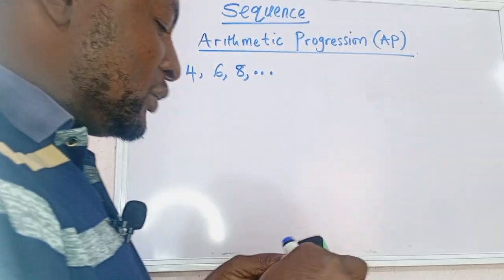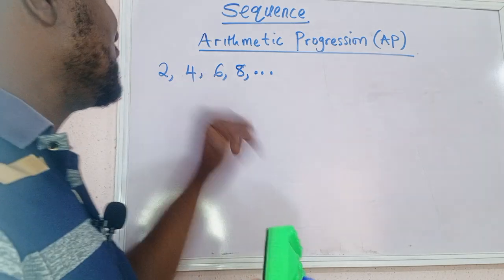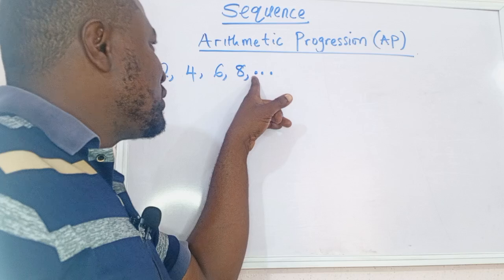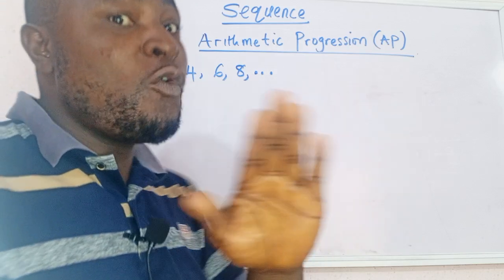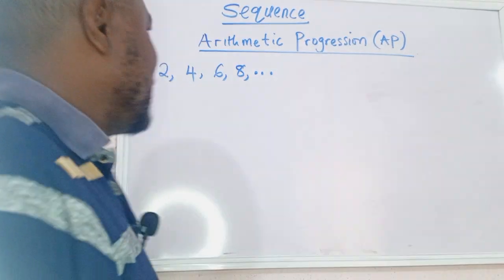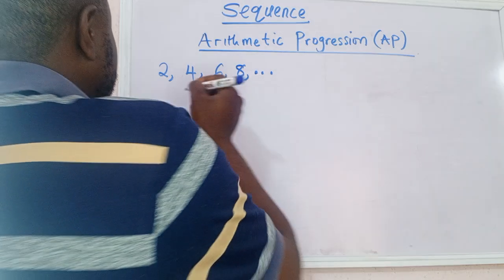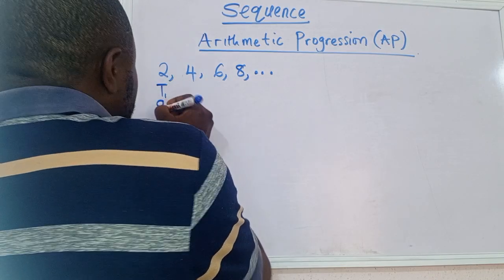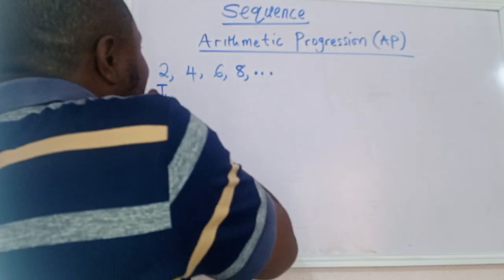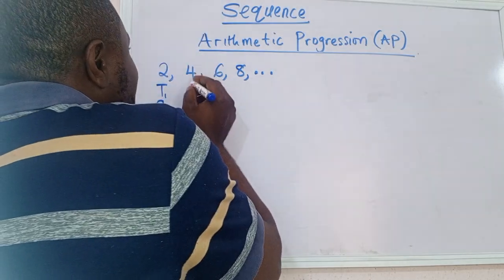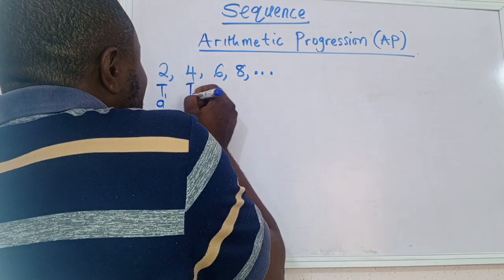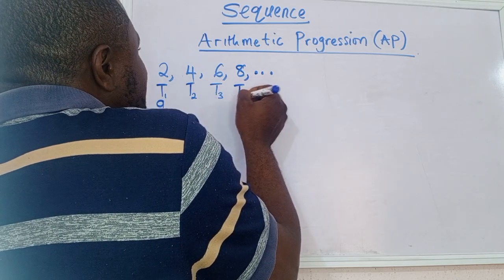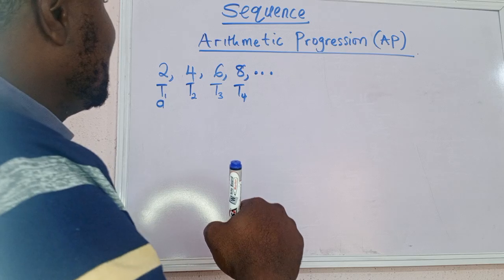So let's play with these numbers and see. If I ask most of you, what is the next number after 8? I'm sure you all say 10. Okay? If you agree with me, this is the first number. Let me call it T1. Actually, we normally call it A. That's the first number, first term. The second term, T2. The third term, T3. The fourth term, T4. Good.